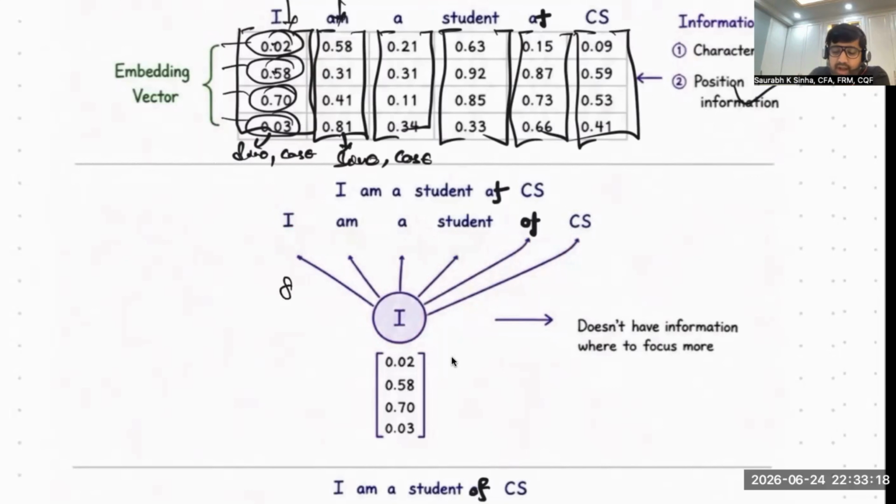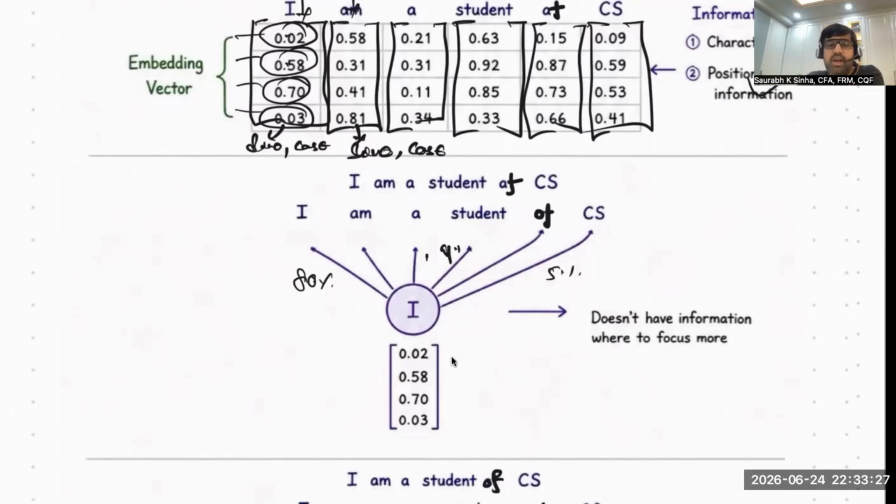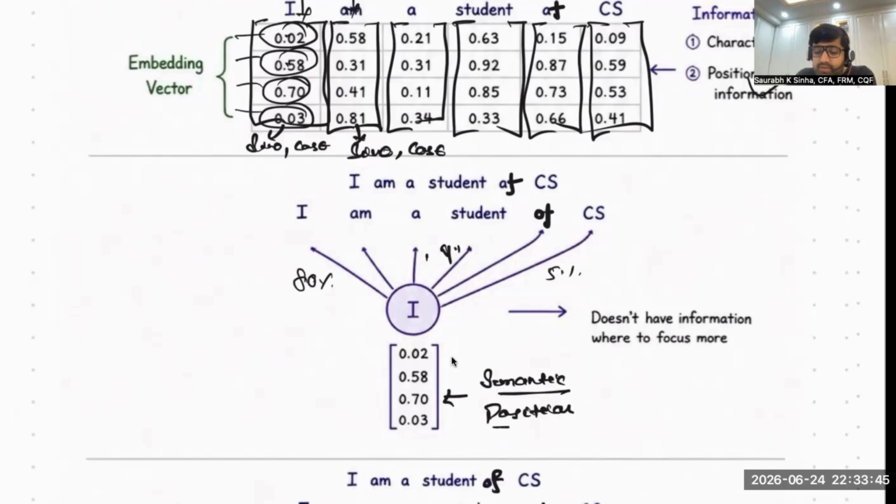Should I focus more on "I", say 80%? Then I should focus on CS, say 5%. Then on student, say 5% or 4%, and the rest like 0.05% or 0.005%, whatever. This vector, yes, has the information of semantics, the meaning of "I" in the vector space. Position, yes. But it doesn't have the information of where to focus, because I never embedded that information in this vector. Yes, it is a vector, but this is not a context vector. It doesn't have the context, because it doesn't know where to focus.